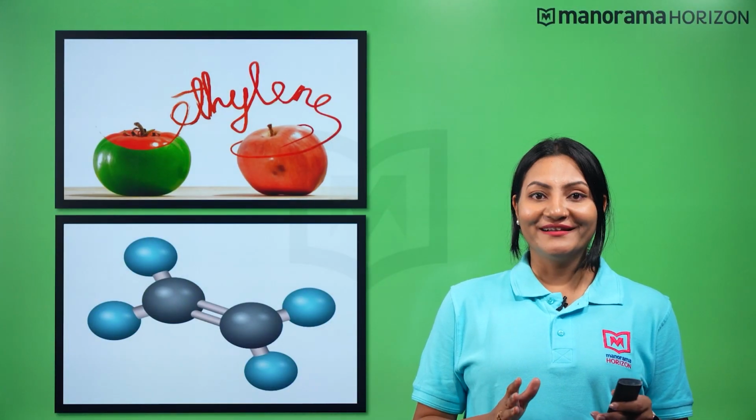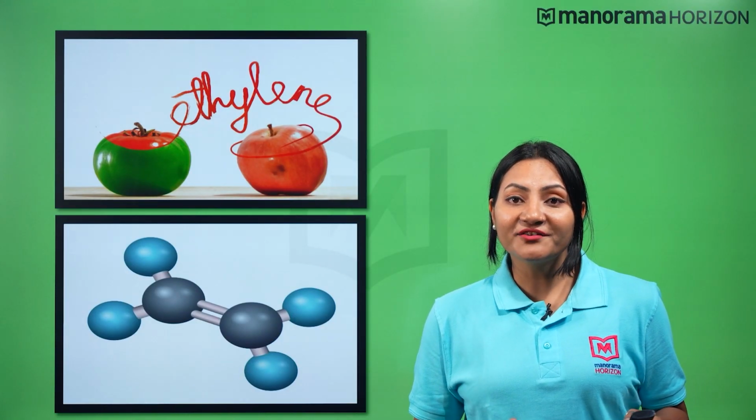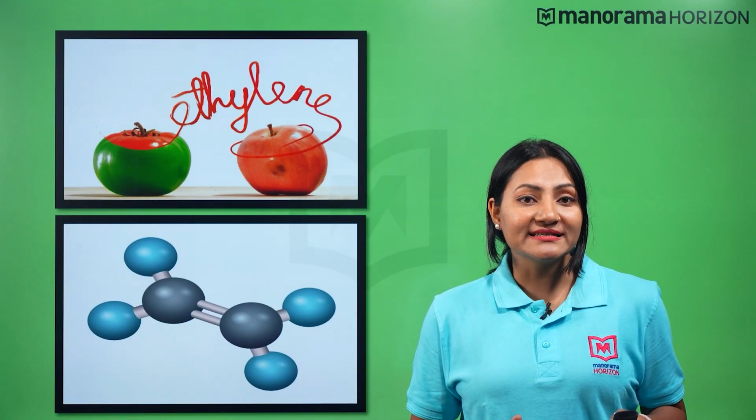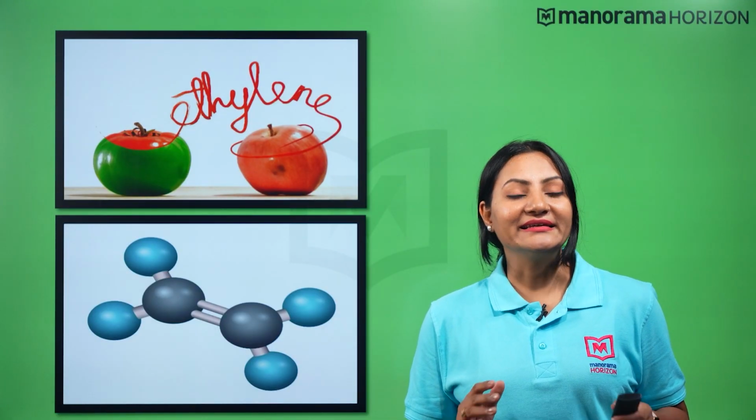Do you enjoy eating ripened mangoes? Do you know the gaseous hormone released from the ripened or injured fruit is responsible for the ripening of raw fruits? Now, can you tell me which gas this is? Well, this is ethylene gas, which is an unsaturated hydrocarbon. In this video, we will discuss one of the unsaturated hydrocarbons, that is alkene.